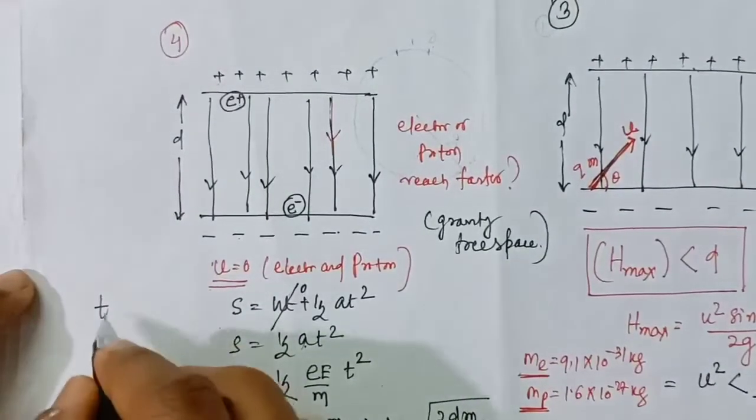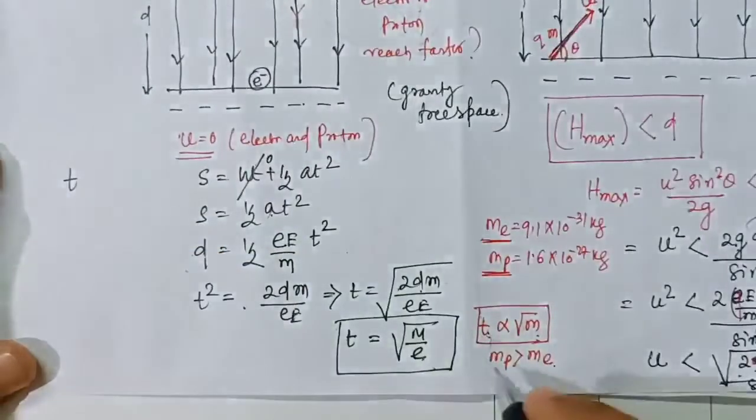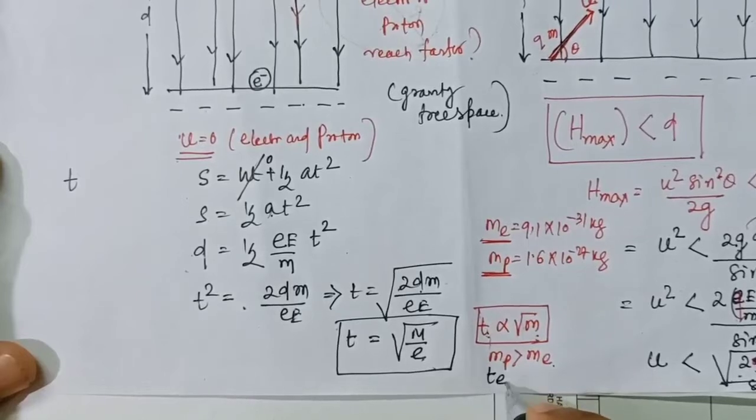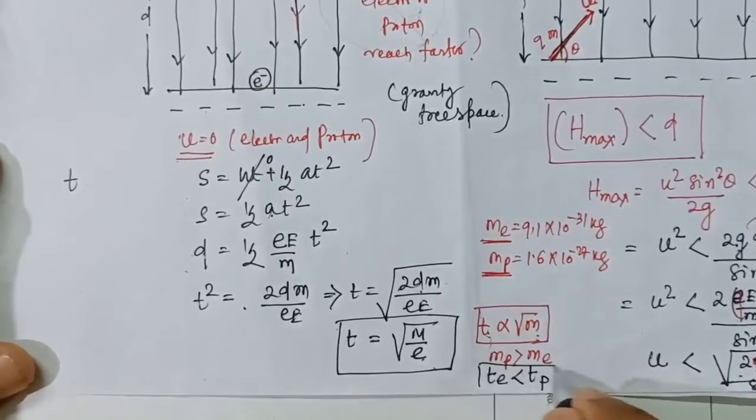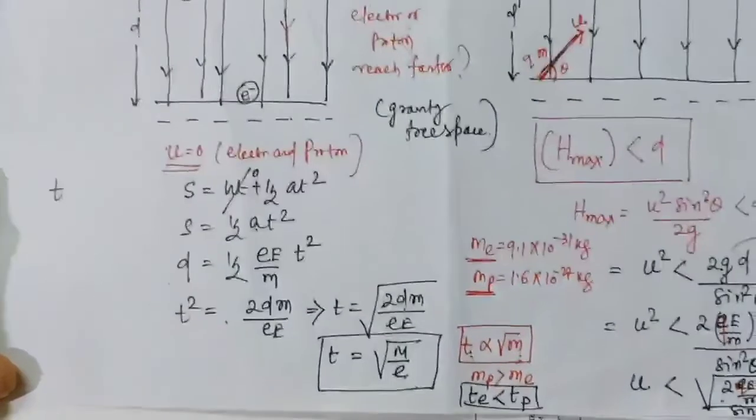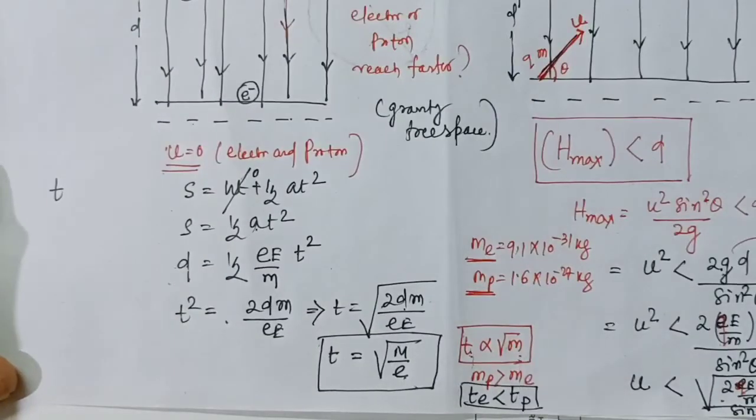So what will be my answer? The answer should be, I can write here, the time taken for the electron should be less than the time taken for the proton, so definitely the electron will reach quicker because the mass of the proton is greater than the mass of the electron.